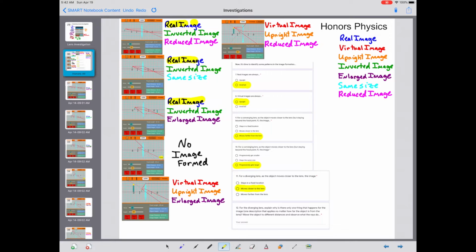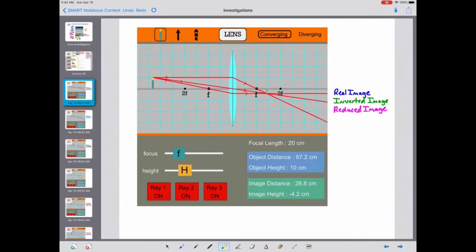I also want to note that all of those images are also inverted images, and that was one of the questions. Whenever you have a real image formed by a single lens, it will be inverted. Now the size of that image is going to change, okay, but it will be inverted. Now let's look individually at some of the diagrams so you can see them a little bit better.